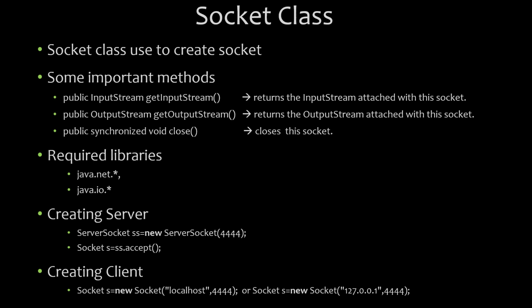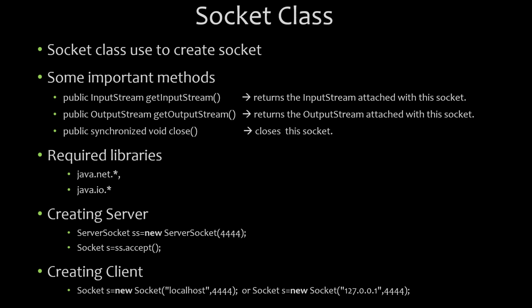We need some libraries. These are, as you see, the java.net and java.io libraries. For creating a server socket: ServerSocket ss equals new ServerSocket. This step takes a port number, as you see. We can give any port number here. Socket s equals ss.accept. This establishes the connection and waits for the client.